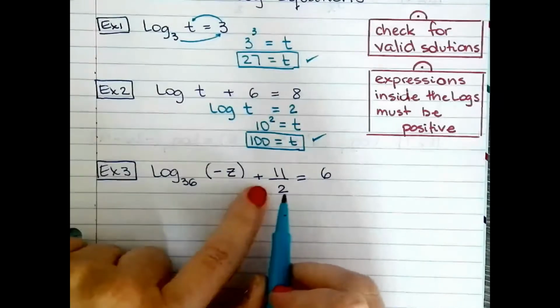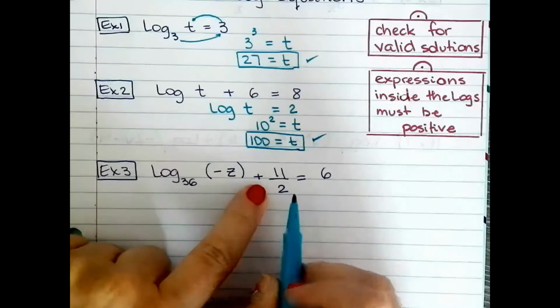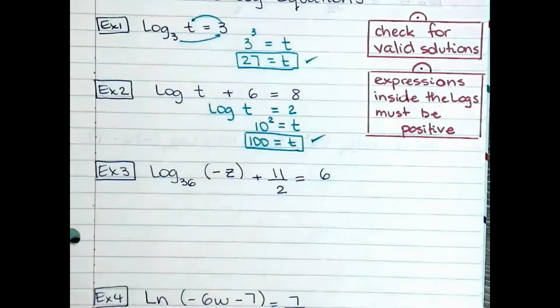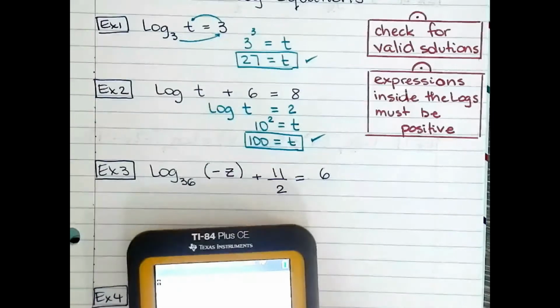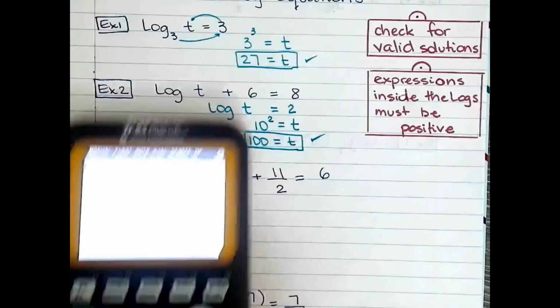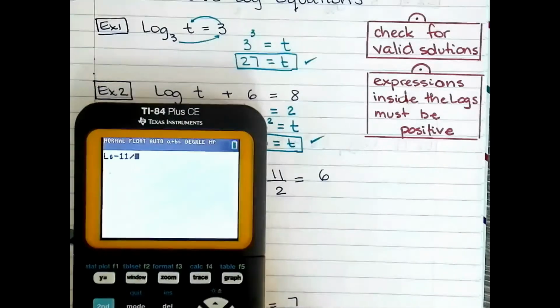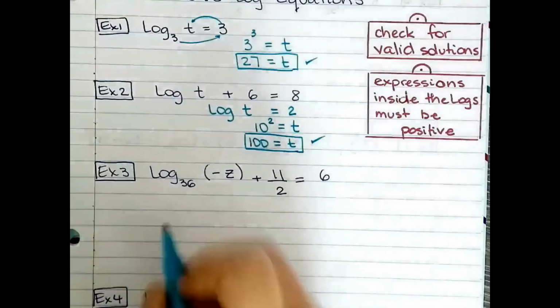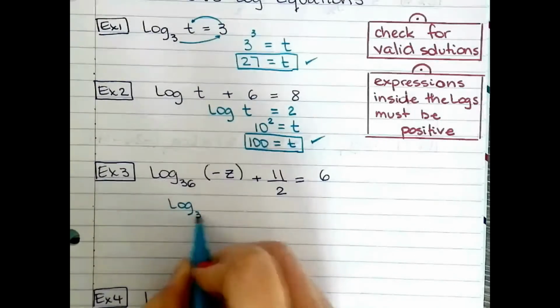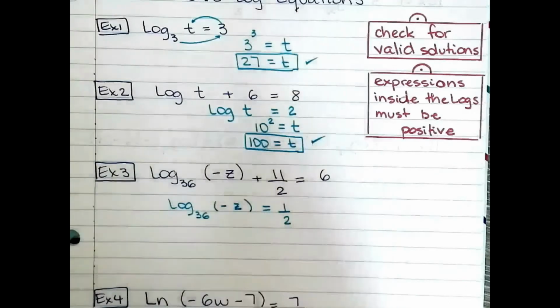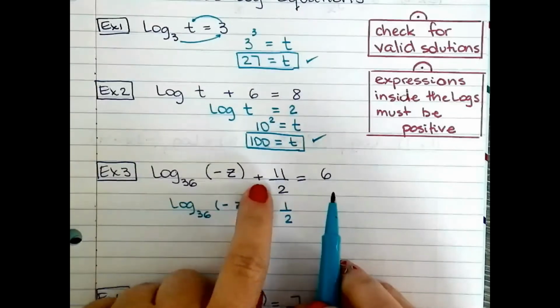Okay, here you need to start out by subtracting 11 over 2. So 6 minus 11 over 2, that's 0.5, or 1 over 2, or 1/2. So log base 36 of negative z equals 1 over 2, because right here you took away 11 over 2.